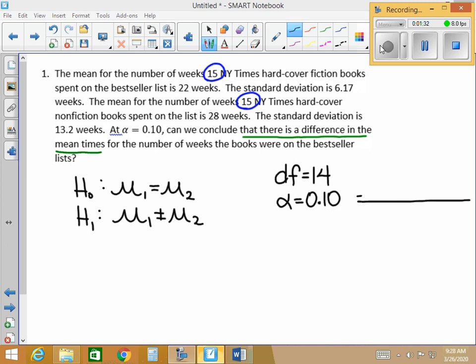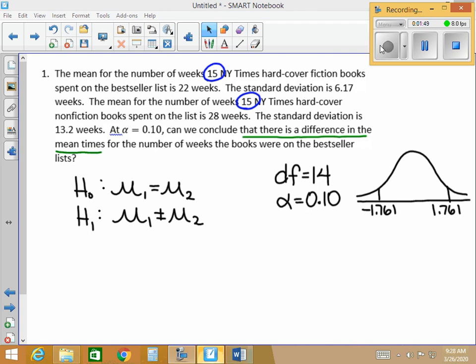And so I'm going to look on table F under a two-tailed test with alpha equals 0.10 and slide down to degrees of freedom 14. That tells me the two t-scores I'm working with are plus and minus 1.761. And if my test statistic ends up in either of these blue shaded regions, I'm going to reject the null hypothesis. Otherwise, I'm not.